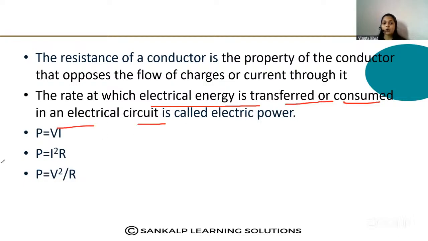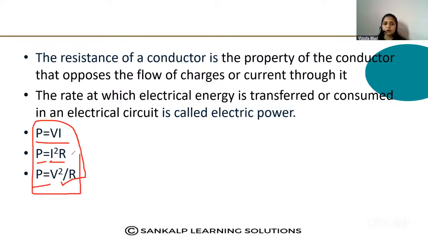And write the three formulas used to calculate the electric power: P is equal to VI, P is equal to I square R, and P is equal to V square by R. These are the different formulas used to calculate the electric power.